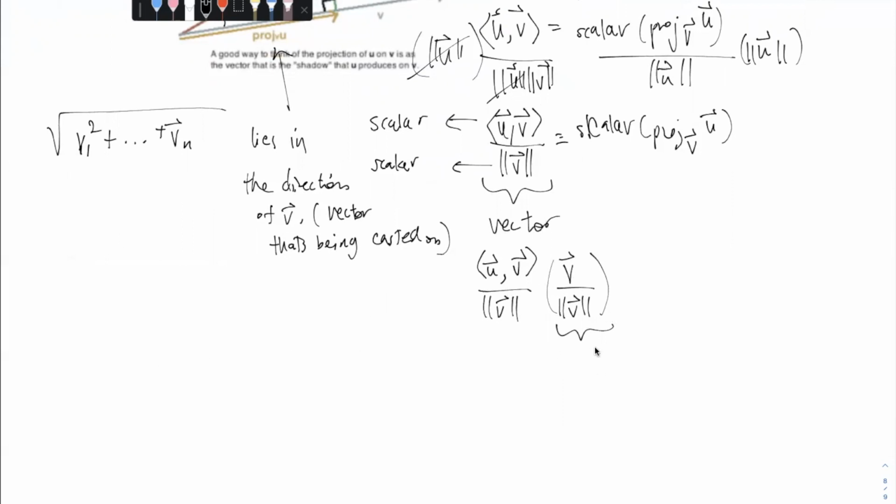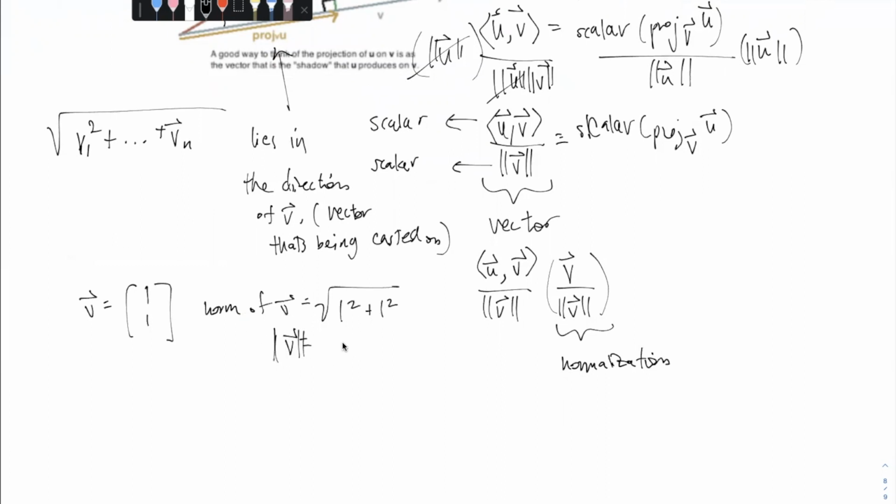So as an example, let's suppose that V is equal to (1, 1). So if we take the norm of V, it's 1 squared plus 1 squared, and then we take the square root of this. So the norm of the vector V is equal to the square root of 2.